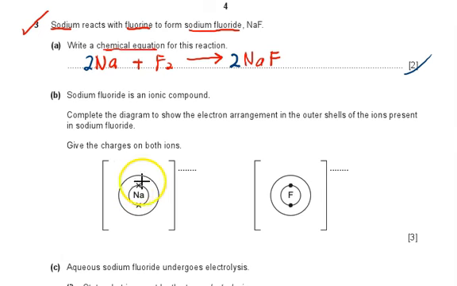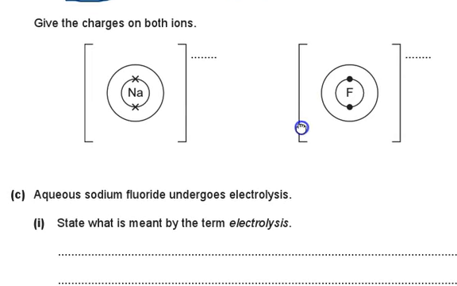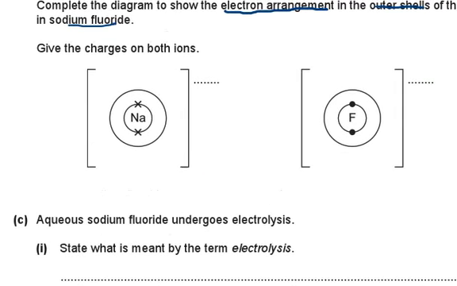Okay. Now sodium fluoride is an ionic compound. Yes, it's a metal and non-metal. Complete the diagram to show the electron arrangement in the outer shell of the ions present in sodium fluoride. Okay, so for our understanding here, sodium has 11 electrons. Okay, so we have 2.8.1. So they will donate 1 electron to form 2.8.